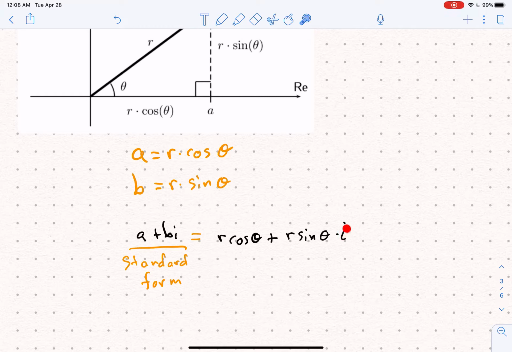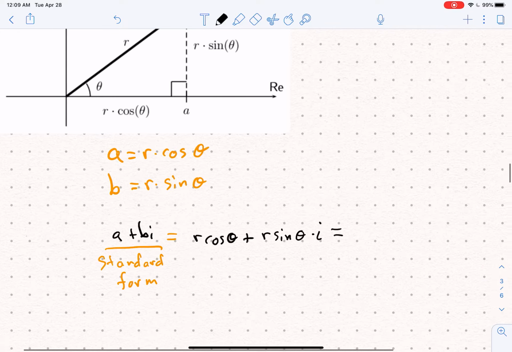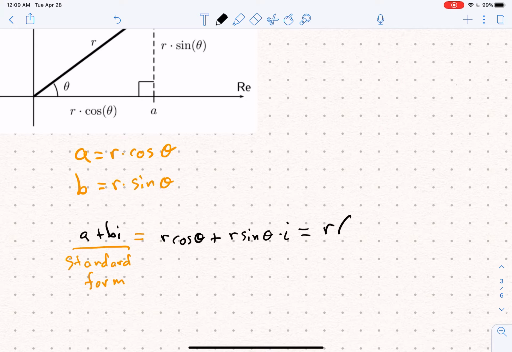And second, this I, instead of writing it after sine, I'm going to write it in front of the sine. It's the standard way to do it because we don't want to get confused and think that that I is in with the theta, multiplied by the theta. It's not. It's multiplied by the entire sine theta. So let's just do one step of simplification. This is r times cosine theta plus I sine theta.